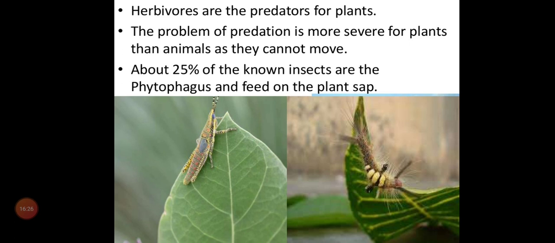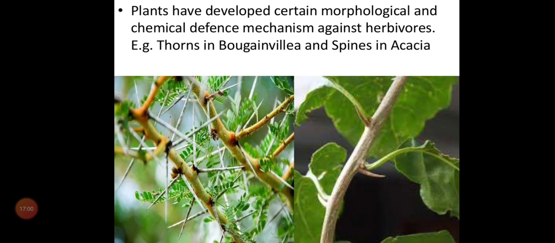So in what way do they escape from predators? By possessing some chemical components that create a stinky smell, an unpleasant smell, and are distasteful, which leads predators to avoid them. And here you want to remember, about 25% of the known insects are phytophagous and feed on plants. Plants have developed certain morphological and chemical defense mechanisms against herbivores.